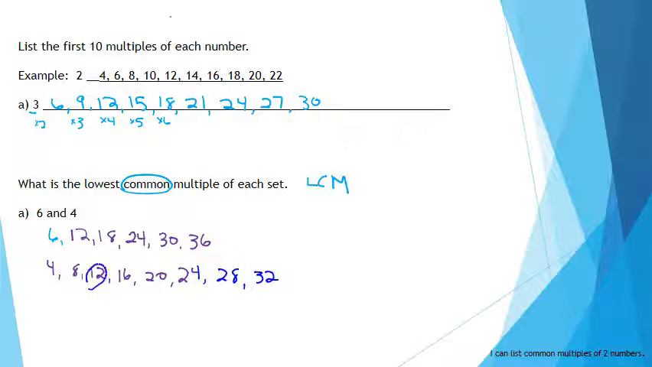You'll notice there's a 12 here and a 12 here, 24 here, 24 here. Those are the common multiples. The lowest common multiple would be 12.